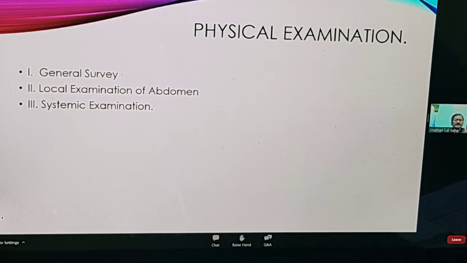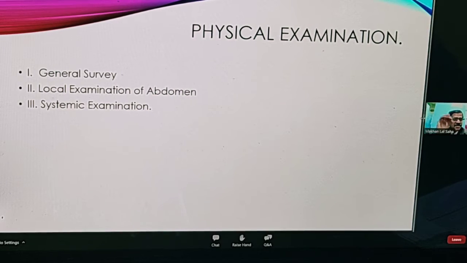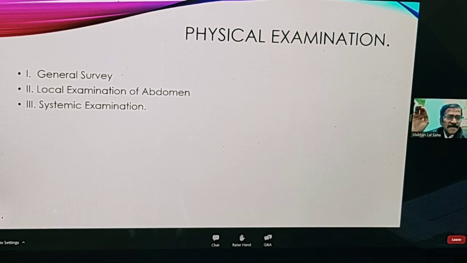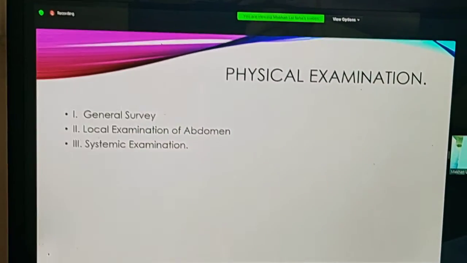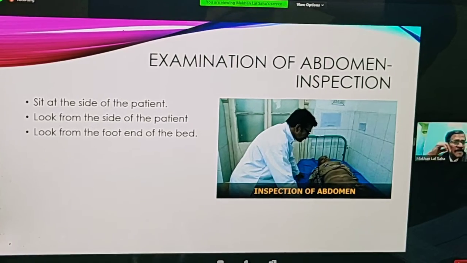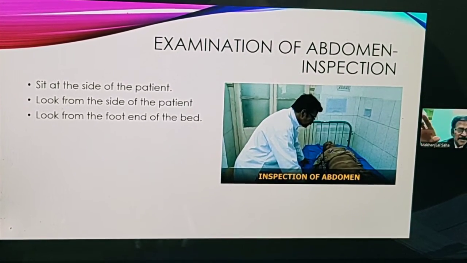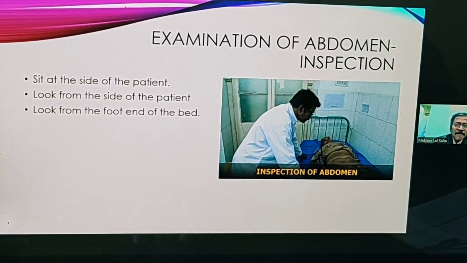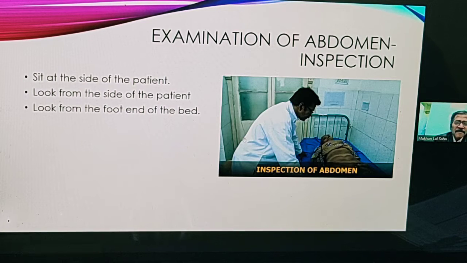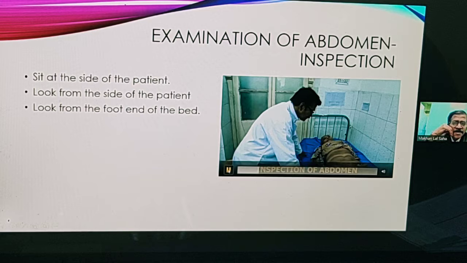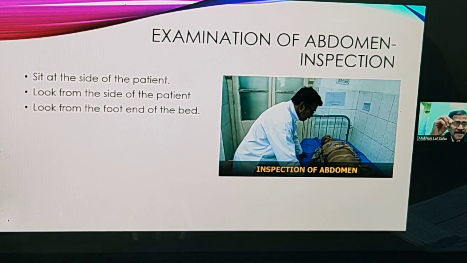And when it comes to physical examination, the abdominal case, the first part is obviously general examination, and then you start with the local exams of the abdomen. And as you go, the local exam starts with inspection of the abdomen. How to do the inspection? You look at the abdomen from the side of the patient. You go to the foot end of the patient and inspect the abdomen.